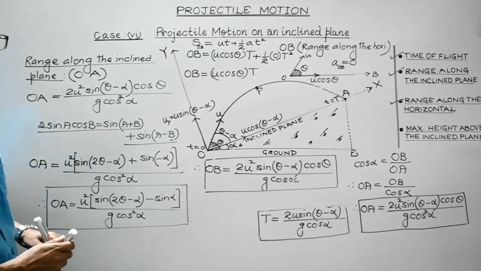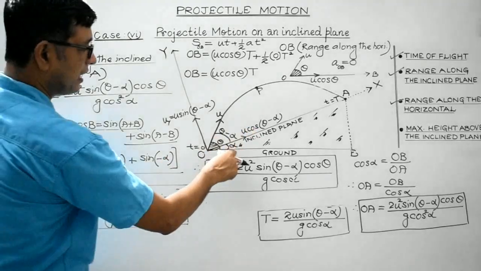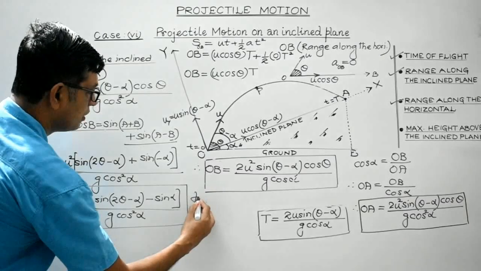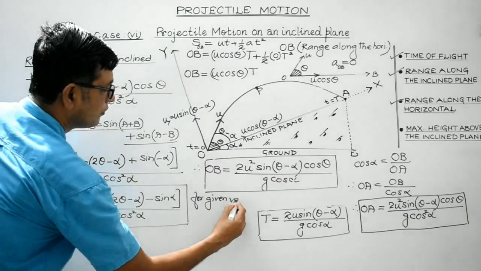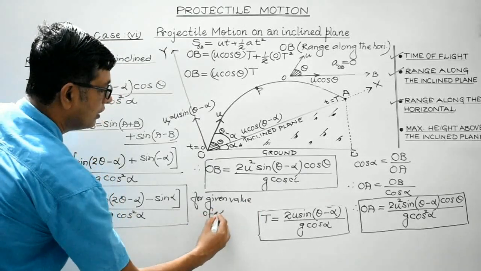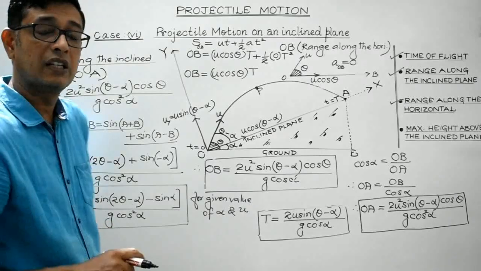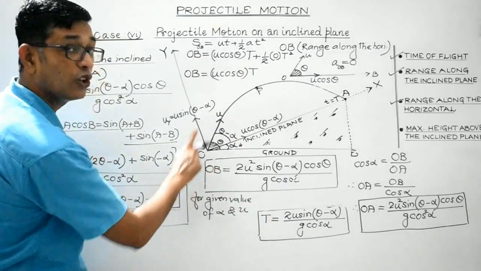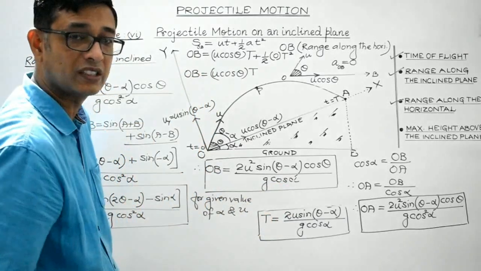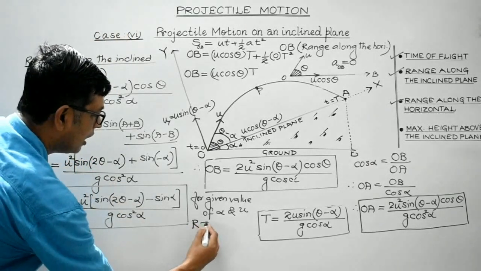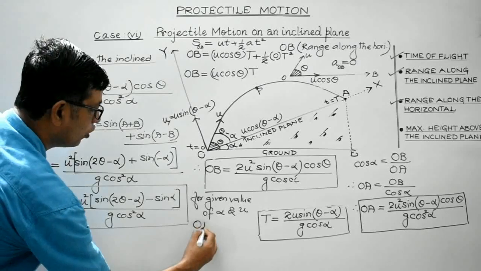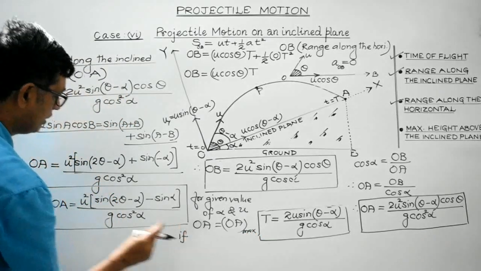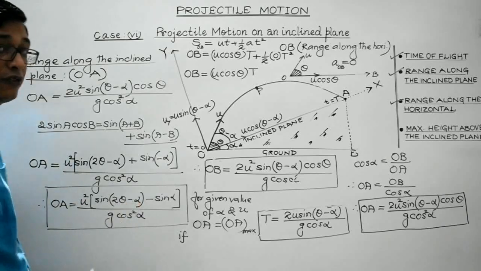Now we can find out the condition for the maximum range. Now look, for a given inclined plane, alpha would be constant. For a given velocity of projection, u would be constant, isn't it? So for a given value of alpha and u, that is for a given value of the angle which the inclined plane makes to the horizontal, and for a given value of velocity of projection, obviously alpha and u would be constant. So over here, R, or rather OA, would be maximum if this trigonometric function sine 2 theta minus alpha is equal to 1.